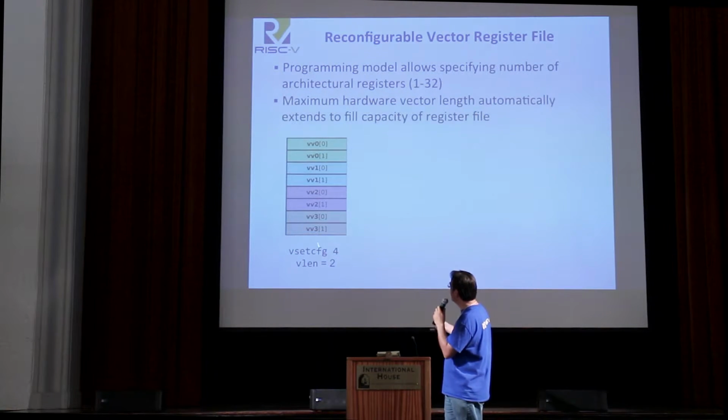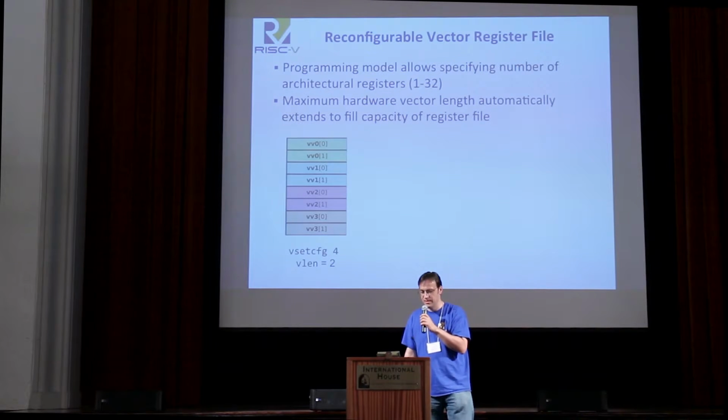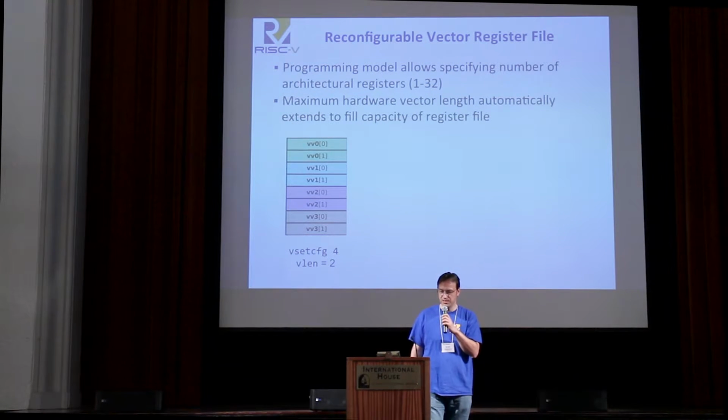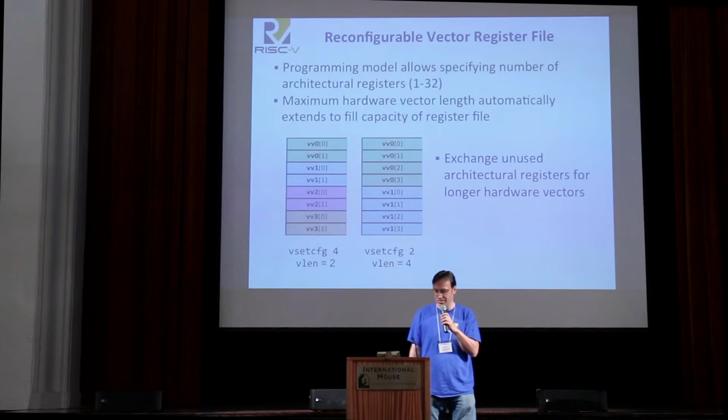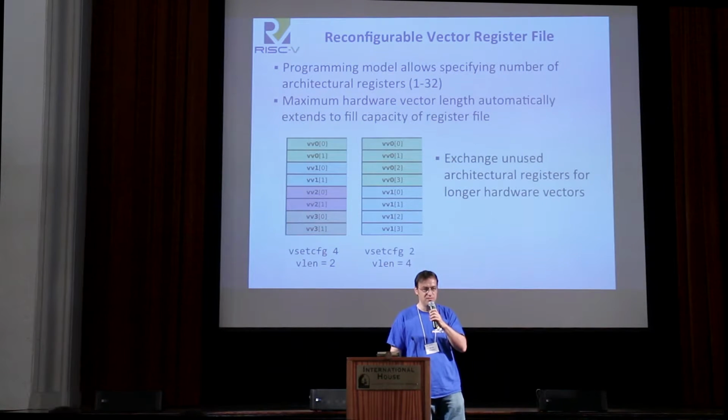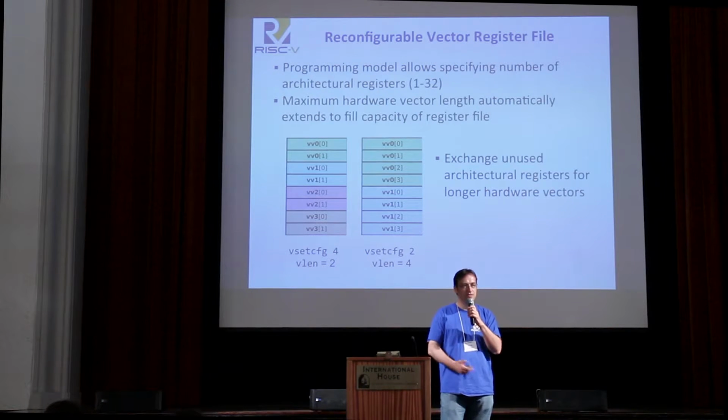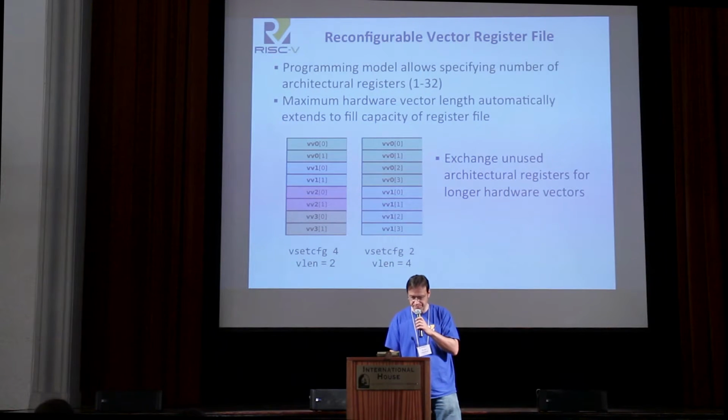And say I only have 8 physical elements here. I want 4 architectural registers, which means my vector length will be 2 in this case. So V0, V1, V2, V3 are the vector registers, with only 2 elements each. But in another loop, I might decide I only need 2 vector registers. In that case, my vector length goes up to 4. So I've traded architectural registers for greater vector length.